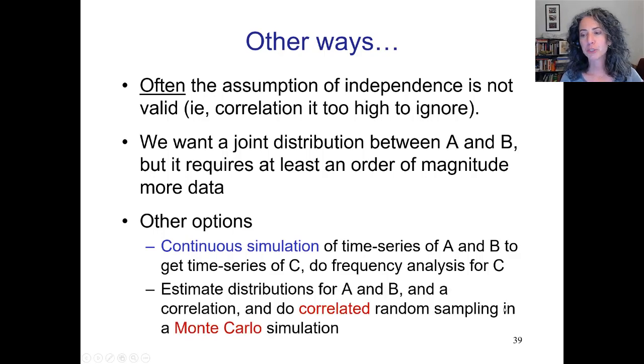Another option is to estimate marginal distributions for both A and B and estimate a correlation between them, and then do correlated random sampling in a Monte Carlo simulation, right? So that's what we'll look at in part 3 of this video. So this is the end of video 2 of coincident frequency analysis, and we'll move on to part 3.